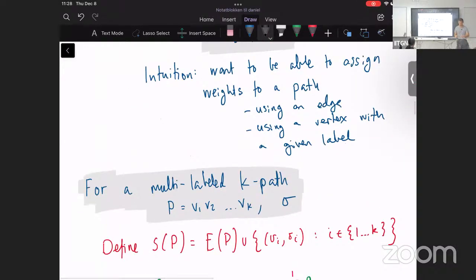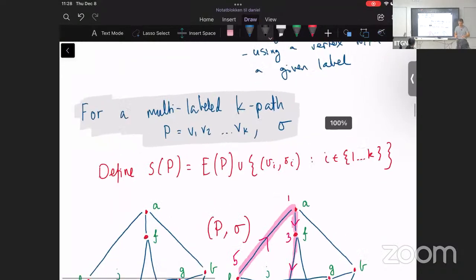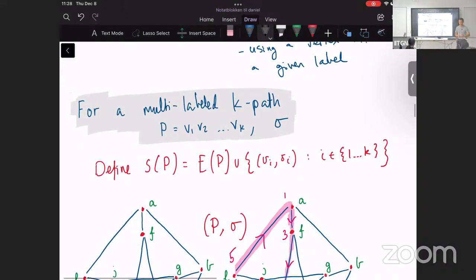So in particular, I'm going to say the following: for a multi-labeled K path, I will define the set S of P corresponding to the path to be all of the edges on the path, together with V_i, sigma of i. Let me fix that, it should be sigma applied to i, for i in the path. And of course this should not be S of P, it should be S of P comma sigma.